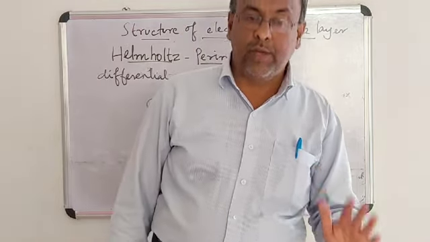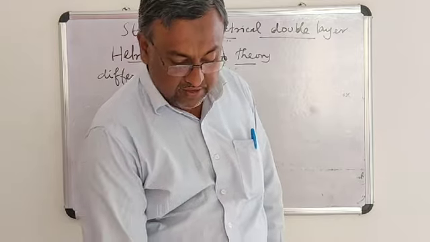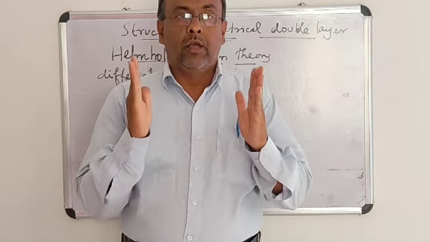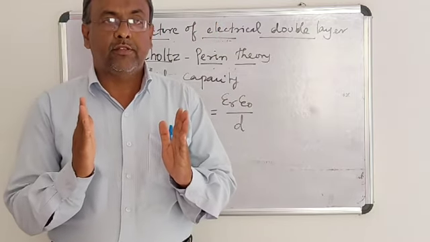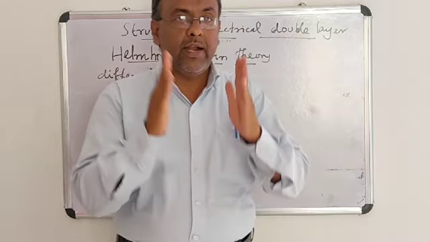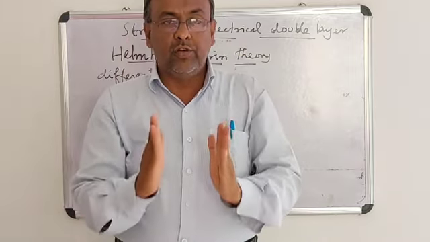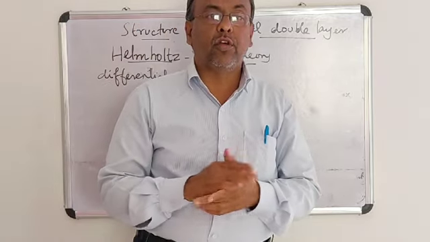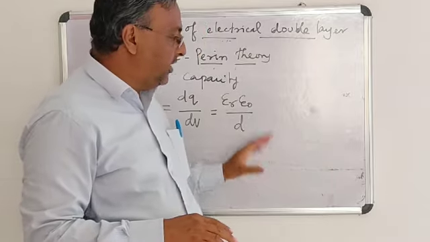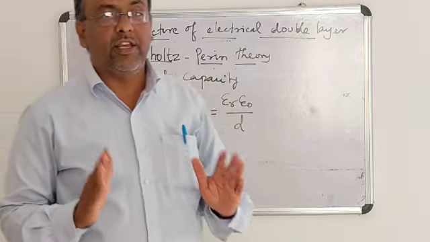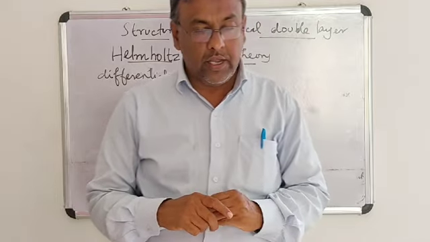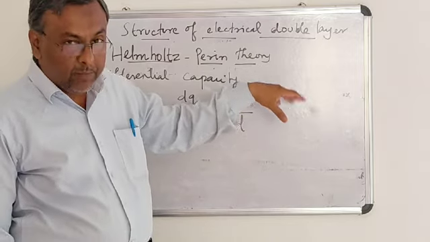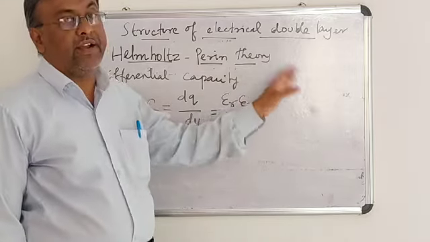So this Helmholtz-Perrin theory quite satisfactorily explains how the Helmholtz theory assumes that the metal and the electrolyte, these two layers, act like a capacitor. They store a particular amount of charge. This theory is called the Helmholtz-Perrin theory of the electrical double layer. It gives the explanation of this type of structure of the electrified interface.